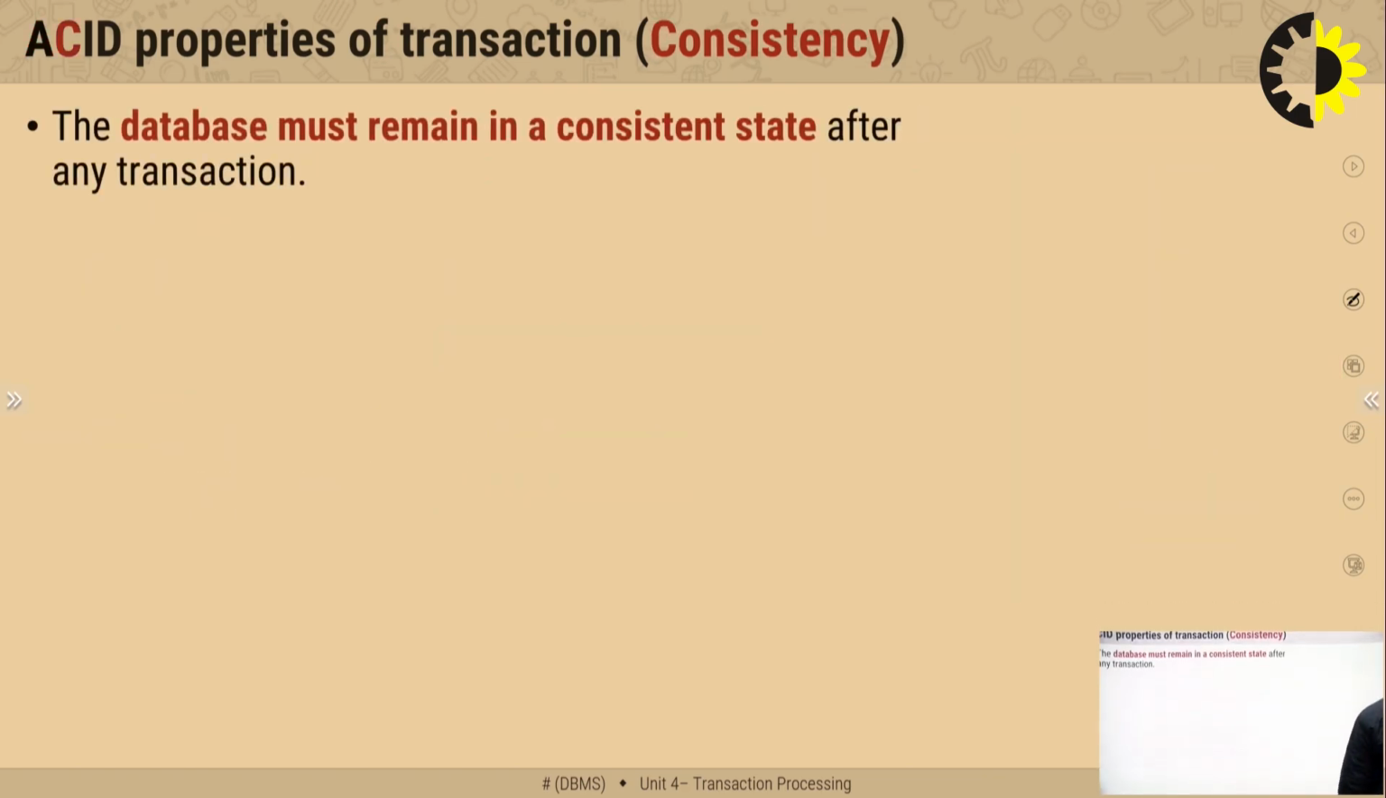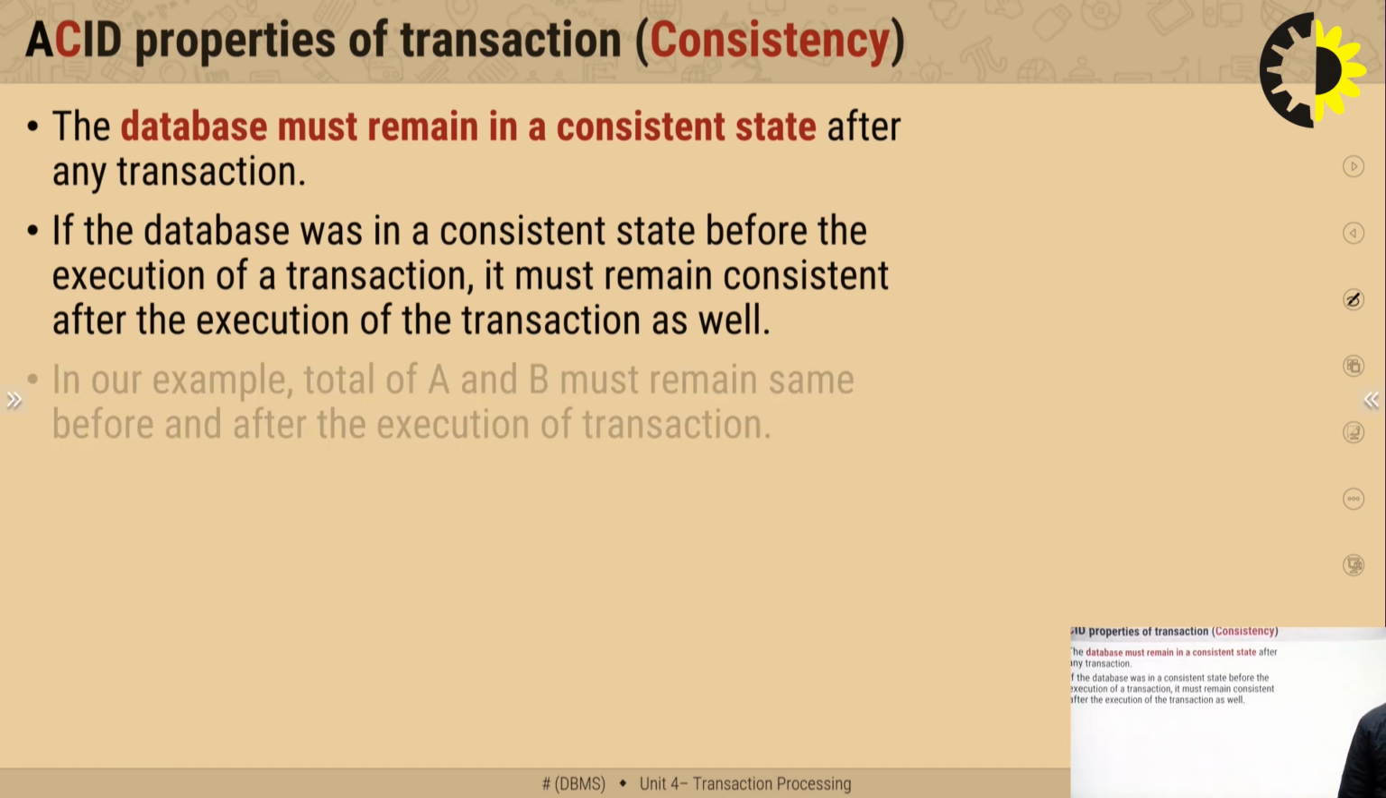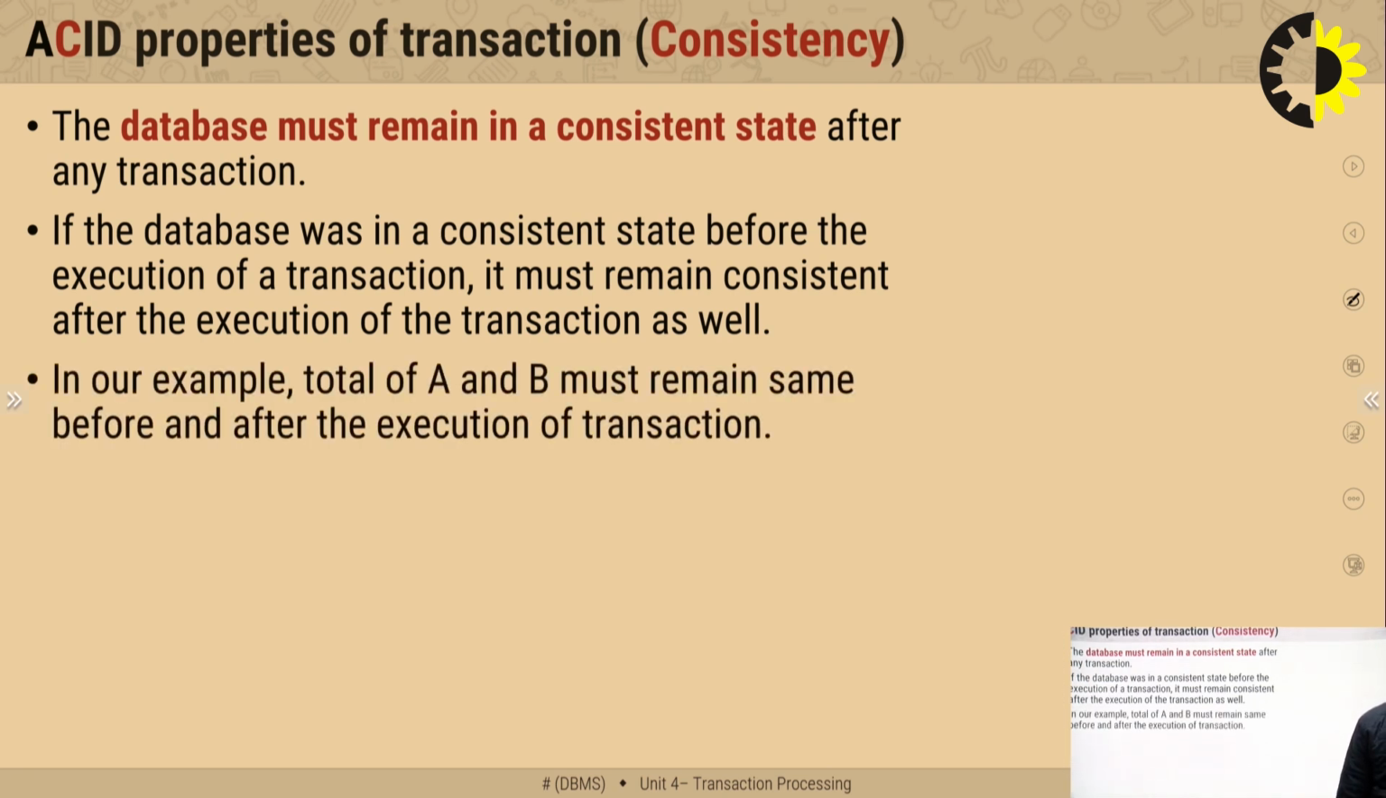Next is the consistency property. Let us see it. The database must remain in a consistent state after the transaction as it was before the transaction. That is, the total must remain the same before the transaction and after the execution of the transaction. Okay. The total must remain the same before and after the transaction.